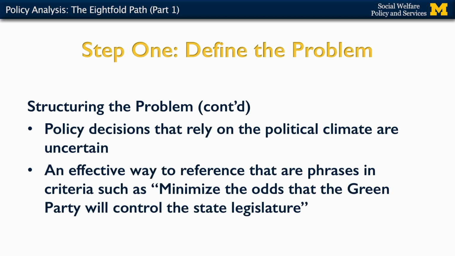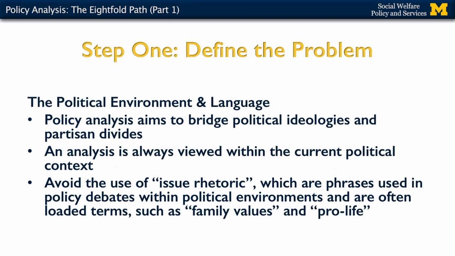It's important when you're doing any kind of policy work that you keep politics in mind, because the political climate is going to determine which policies are likely to succeed and which ones are likely to fail. An effective way to keep the political climate in mind as you define your problem is to use that odds phrasing that I just mentioned on the previous slide. So for example, that could look like minimize the odds that the Green Party will control the state legislature. You'd want to do that if the Green Party were opposed to whatever policy it is that you're writing your brief on.